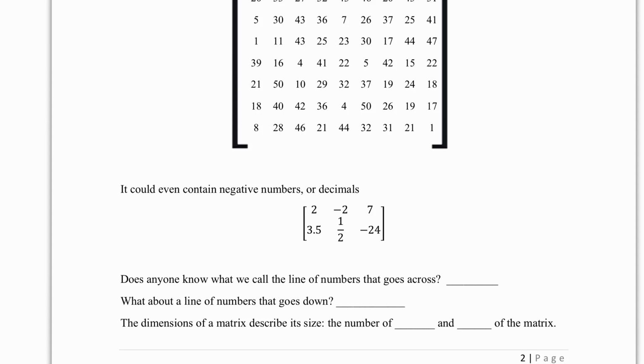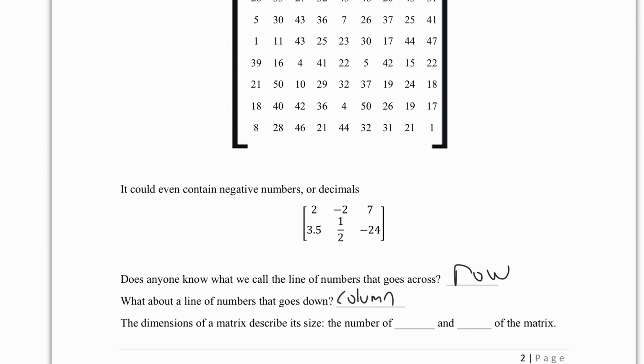Now, we need to start to talk about these matrices and give them some terminology. For example, does anyone know what we would call a line of numbers that goes across? What would you call something like this? If you had a line of numbers that goes across, any idea what word you would use? Well, you would use the word row. If you have a line of numbers across, that would be called a row. What do you think a line of numbers that goes down would be called? Well, thinking about Excel or a spreadsheet, that would be a column.